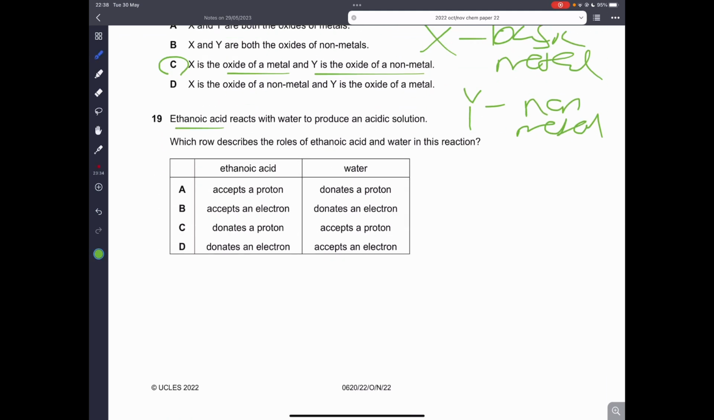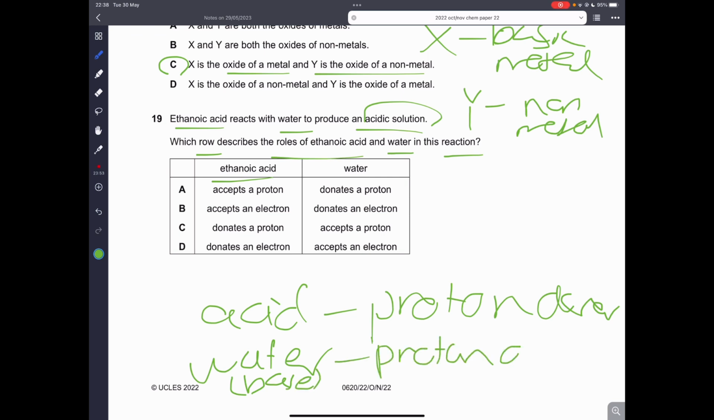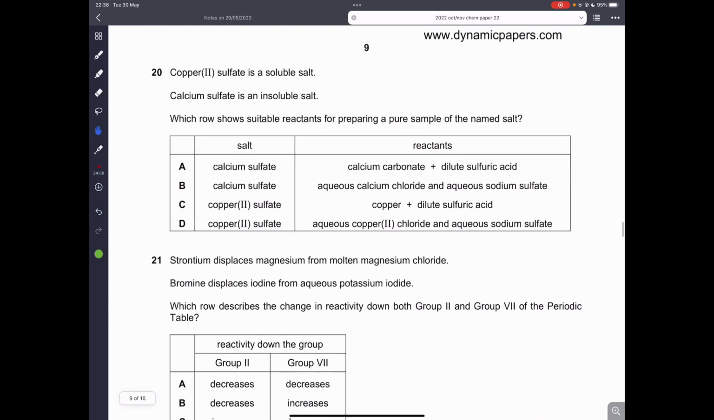Question 19. Ethanoic acid reacts with water to produce an acidic solution. Which option describes the role of ethanoic acid and water in this reaction? Remember, the acid is always a proton donor, and the water in this case acts as a base, and the base is always a proton acceptor. Therefore ethanoic acid donates a proton and the water accepts the proton. So C is the correct answer.